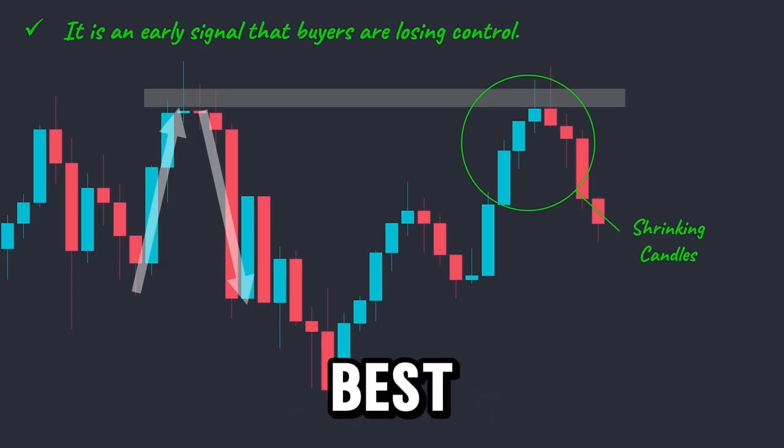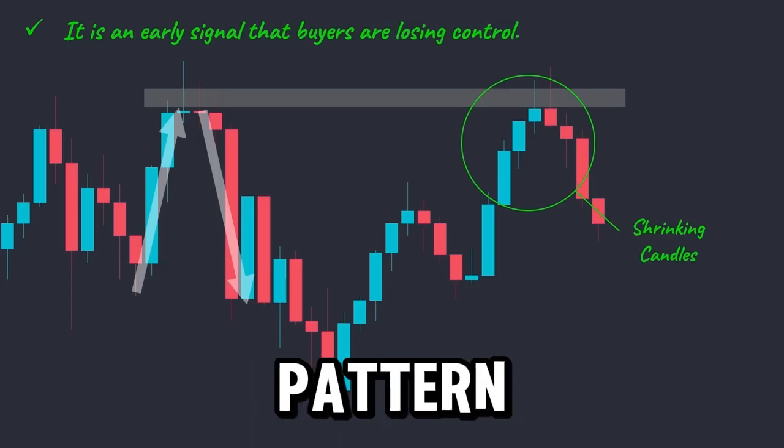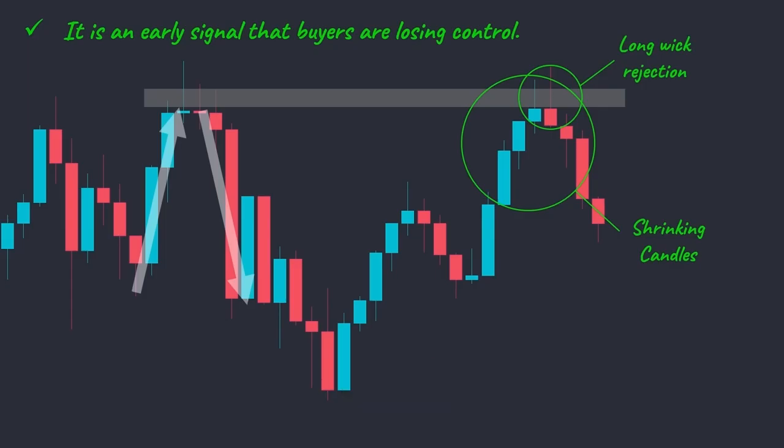Now this pattern works best when accompanied by another reversal pattern, like a long wick rejection at the end. Remember, the same concept is valid for the bearish scenario.